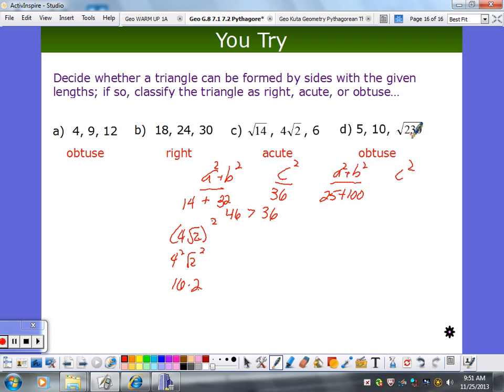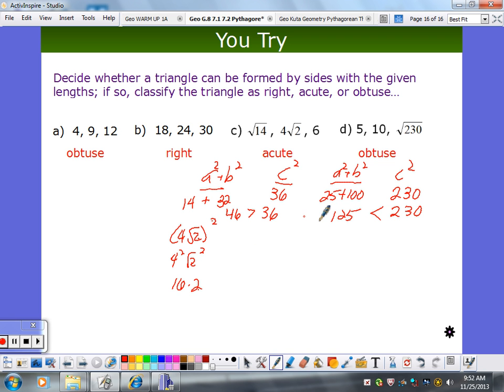What's the square root of 230 times the square root of 230? 230. They're actually kind of easier in a way. That one's 125. That one's 230. Well, that one's bigger. It's pointing to the B, obtuse.